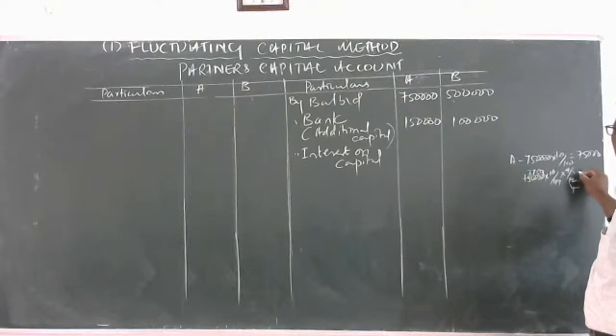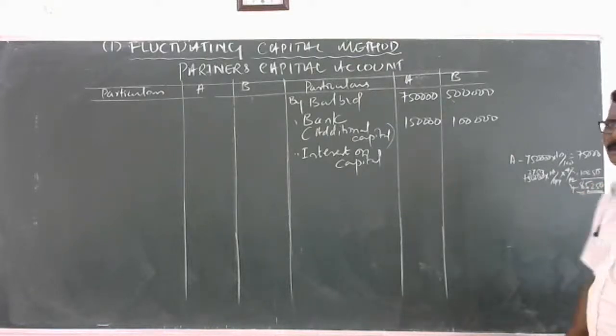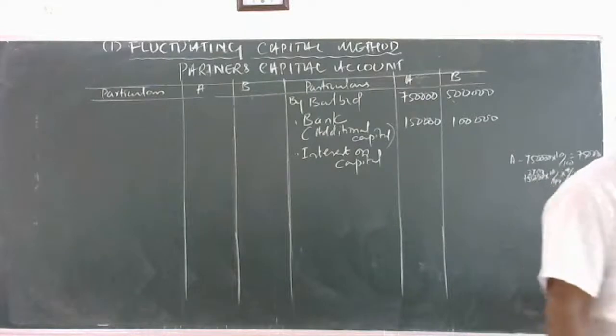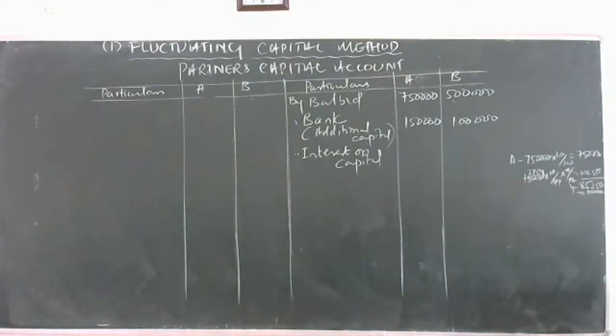Nine months means it is 10,250 total. Total interest on 9 months. Therefore, total interest is 85,250. So total interest on capital is 85,250.